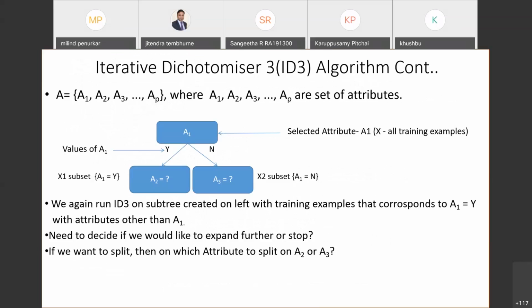So let's take one example. A equal to A1, A2 up to AP, where A1, A2 up to AP are the set of attributes. And in this case, A1 is the selected attribute from all training examples. As I said, X is the entire training instance that I have. For all these training examples, the selected attribute is A1. So I want to expand with A1 equal to Y. So these are the values of A1. A1 equal to Y will come in the X1 subset, and A1 equal to N will come in this particular subset X2. Right? So that's what it is.